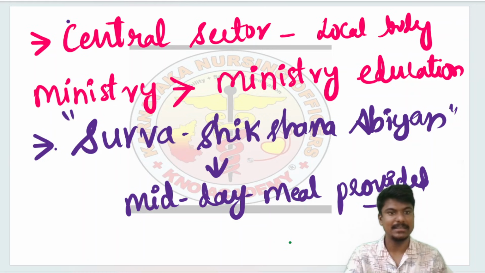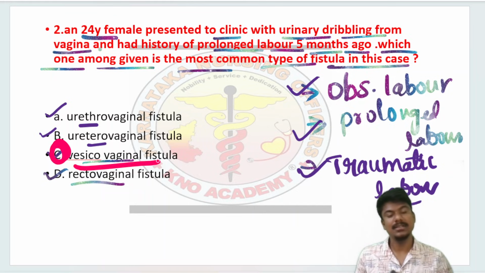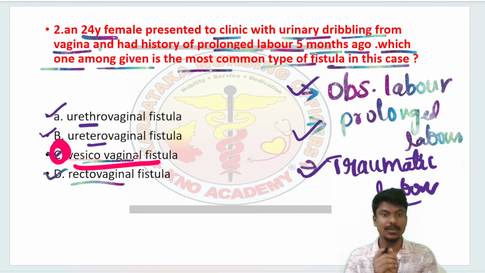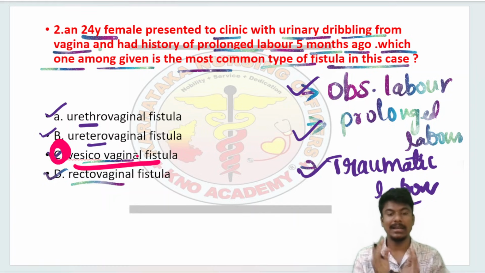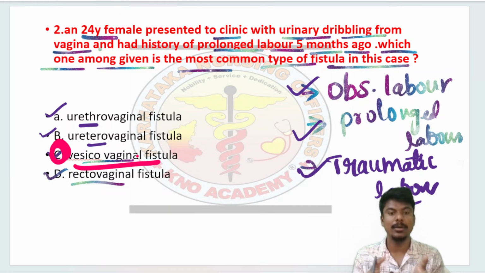So the right answer is vesico-vaginal fistula, because, like I told you, the gravid uterus will become a pelvic organ in the last trimester. At the delivery time, when the fetal head descends into the pelvic inlet, the gravid uterus with the fetal head becomes part of the pelvic organ.